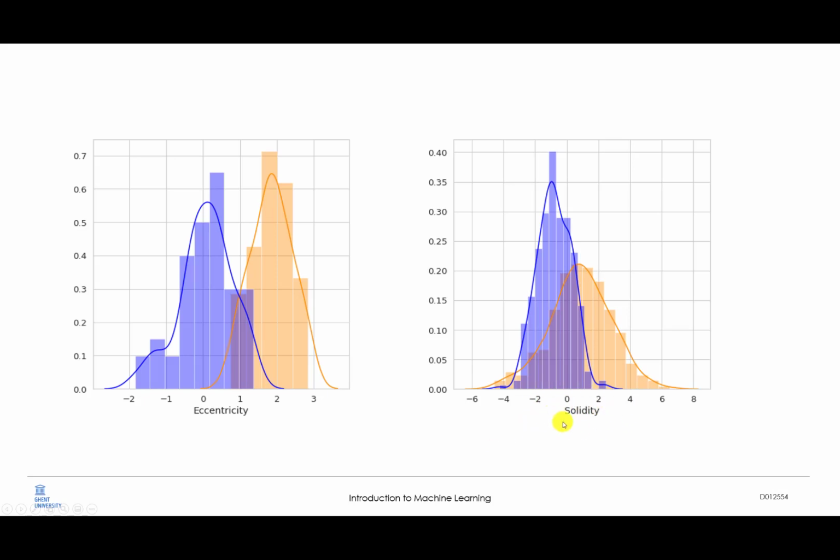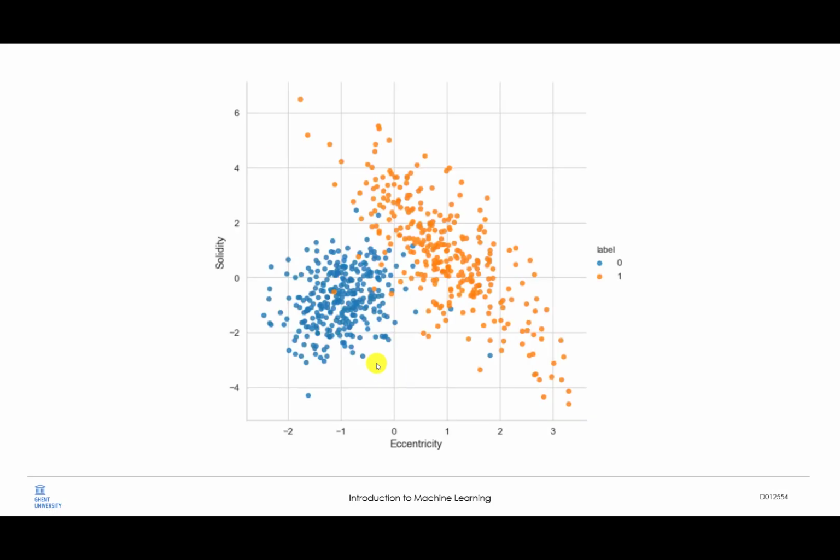So again, it tells you something about the lesion itself, and we can compute the solidity value for each of the images in our dataset, and we can plot these histograms again, just like we did with the eccentricity, and we can see again some separation, not as good as eccentricity, but again, this is a valuable feature for the diagnosis.